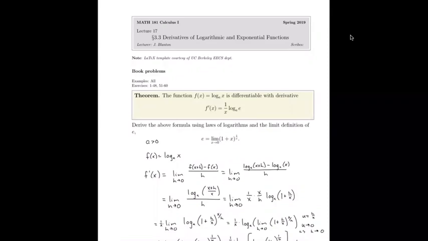But ultimately, we'd like to be able to differentiate the function log base a of x, and ultimately we'd like to be able to differentiate the function a to the x, the exponential function. So we'll start with the logarithmic function, interestingly enough.